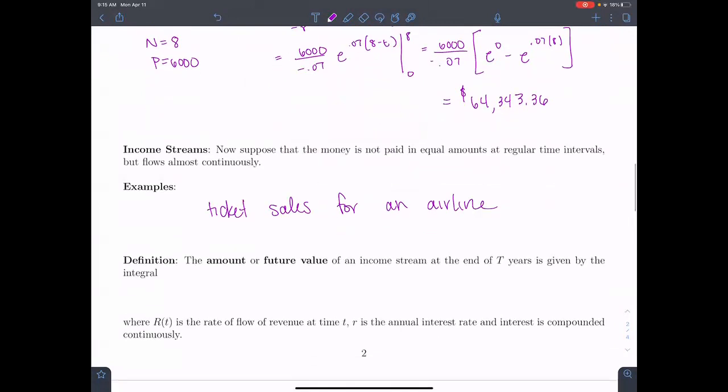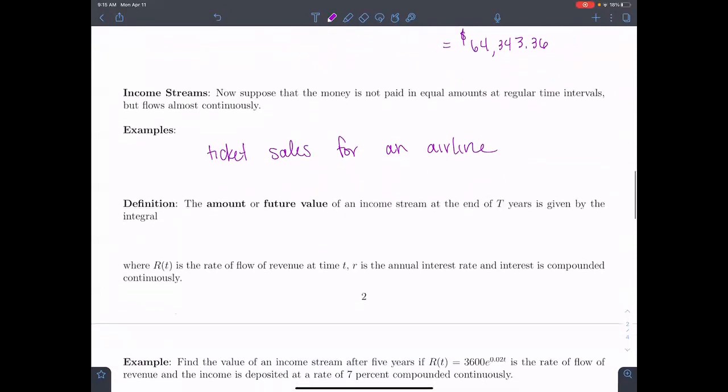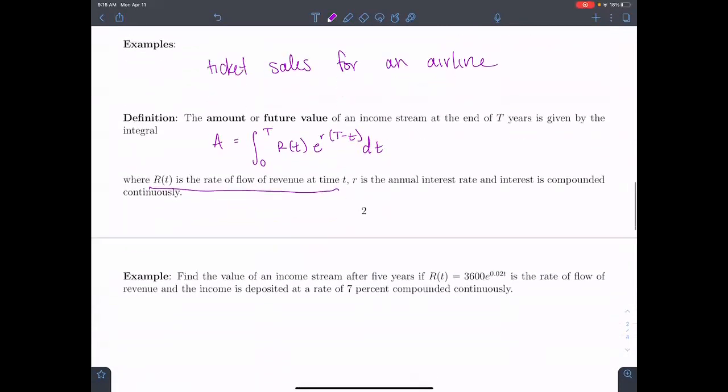So it's not in equal amounts, but it flows almost continuously. So that's an income stream. The future value of an income stream at the end of T years is given by this integral: A is the integral from 0 to T of R(t) e^(R(T - t)) dt. R(t) is the rate of flow of revenue at time t, and R is the annual interest rate, compounded continuously.